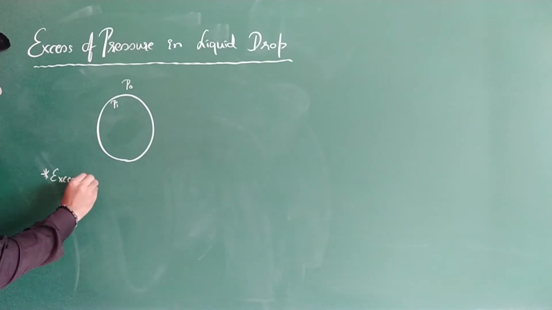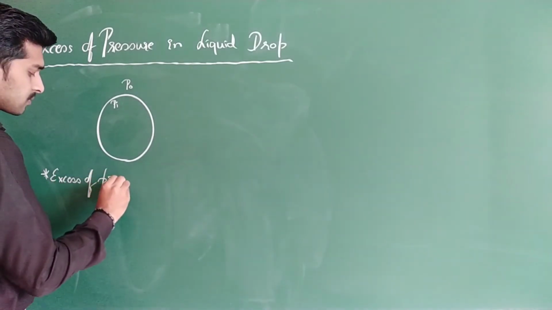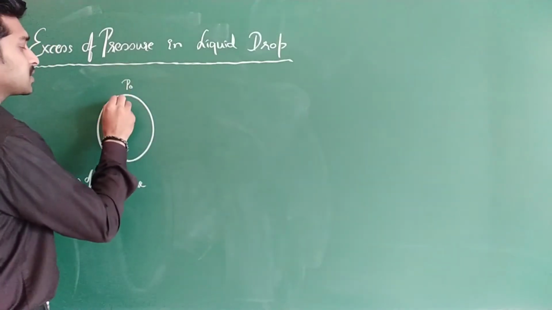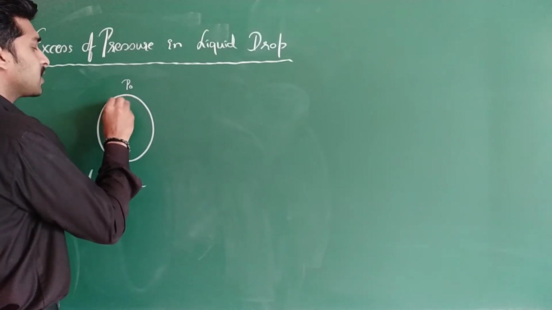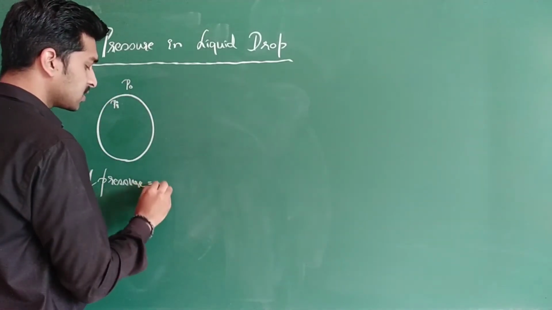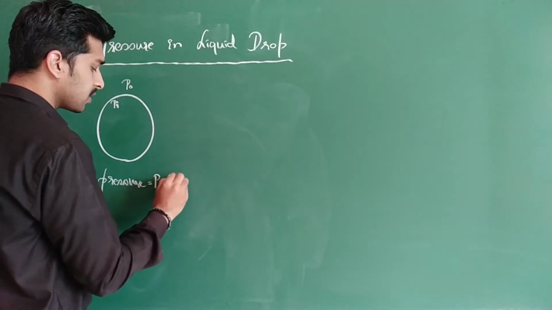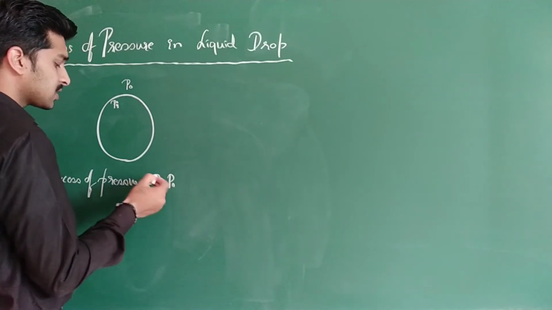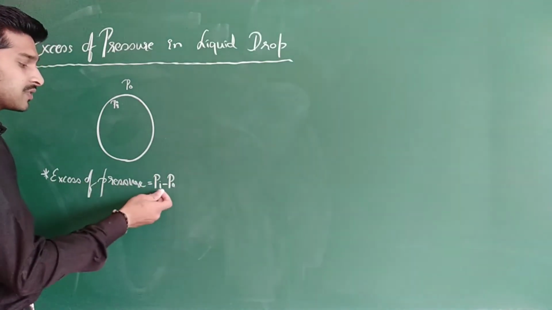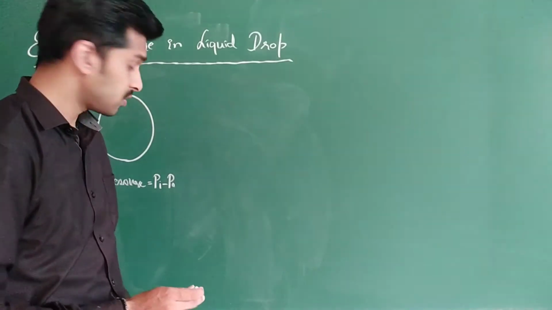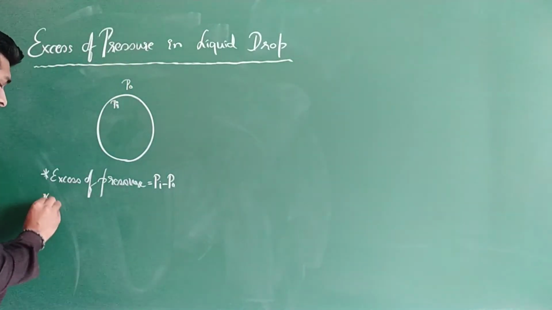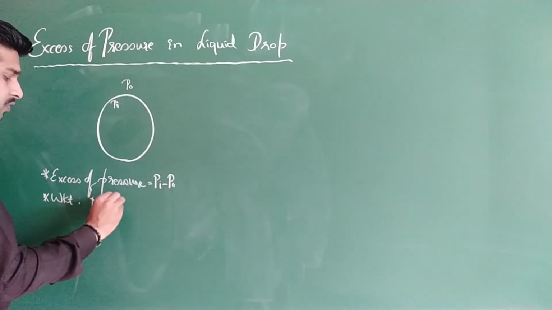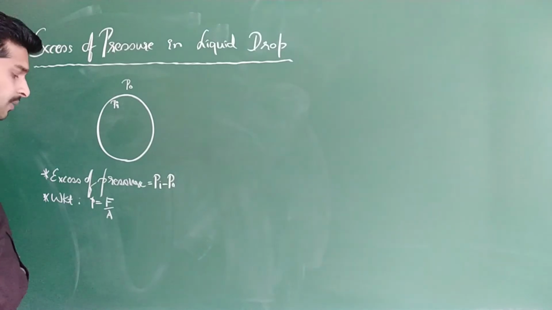Okay, so here inside pressure, here outside pressure, this is Pi, this is P naught. So excess of pressure will be Pi minus P naught. Inside pressure will be the maximum one, outside pressure will be the lesser one. So extra pressure is nothing but excess of pressure, which is Pi minus P naught. So we know that pressure is nothing but force by area. Correct, na?